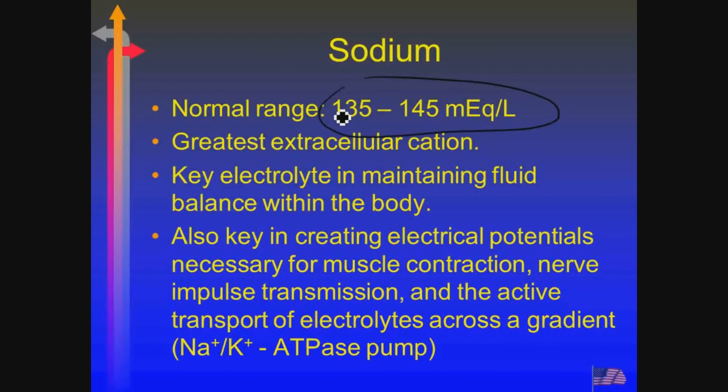We know that it's the greatest extracellular cation, and we know that it's really important with fluid balance, as we just saw within the kidney. When the sodium is reabsorbed in most cases, you end up having water reabsorbed with it. It also has some function with muscle contraction. If you think about the cardiac cycle, you know that it's the influx of sodium into the myocardial cell, the efflux of potassium that causes that depolarization process.